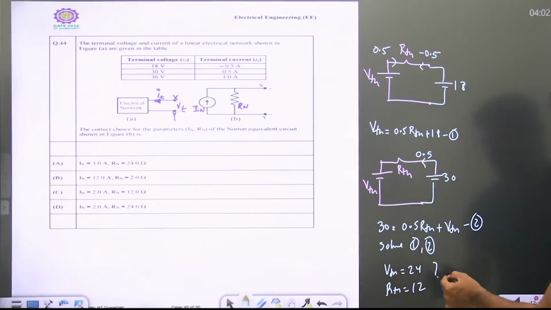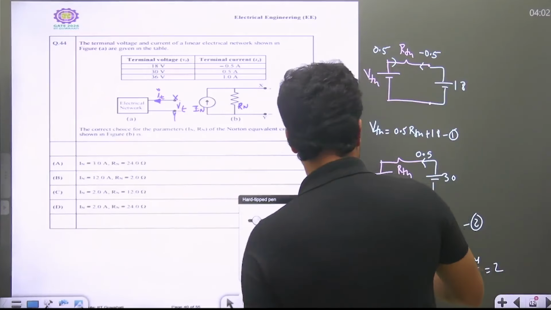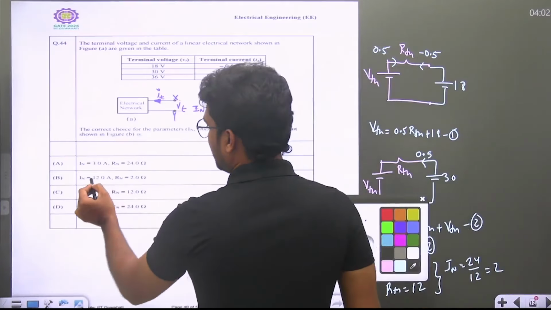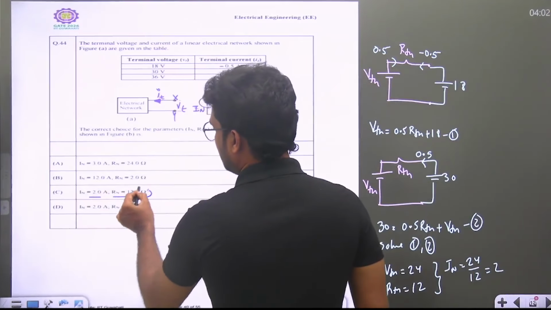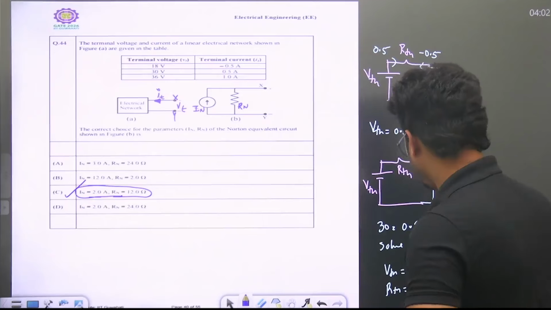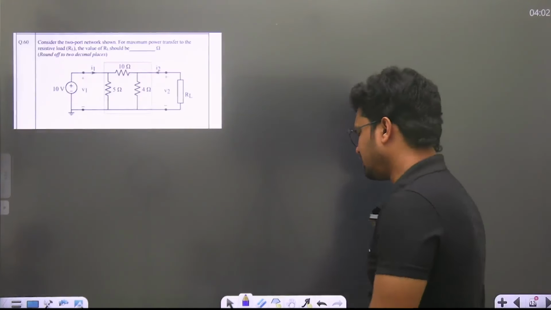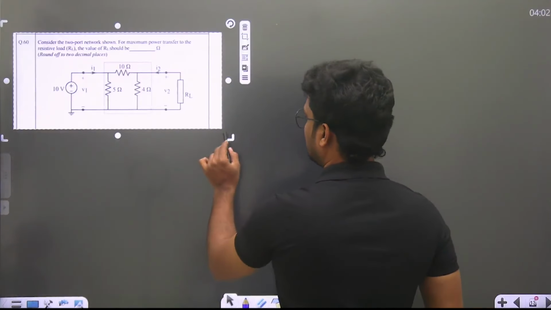Now, the examiner also asked Norton's current, that is VTH by RTH, that is 2. So, you can see here, IN will be 2, RN will be 12. The reverse is also given, be careful. Okay. IN is 2 and RN will be 12. So, this is a very simple, straightaway question.